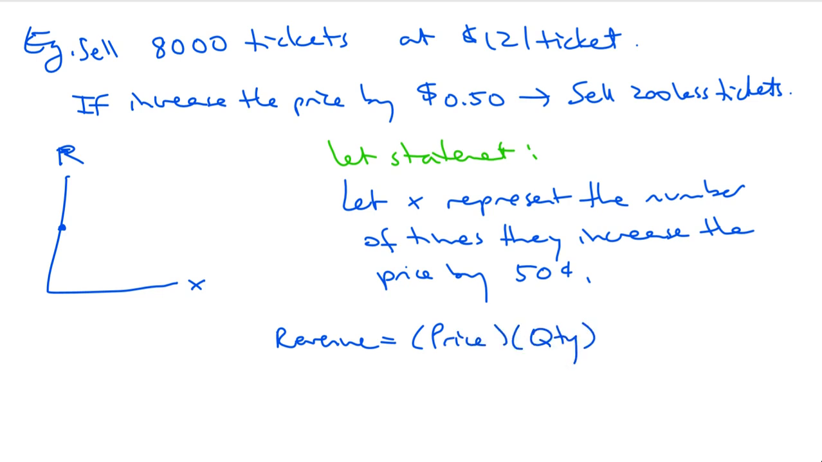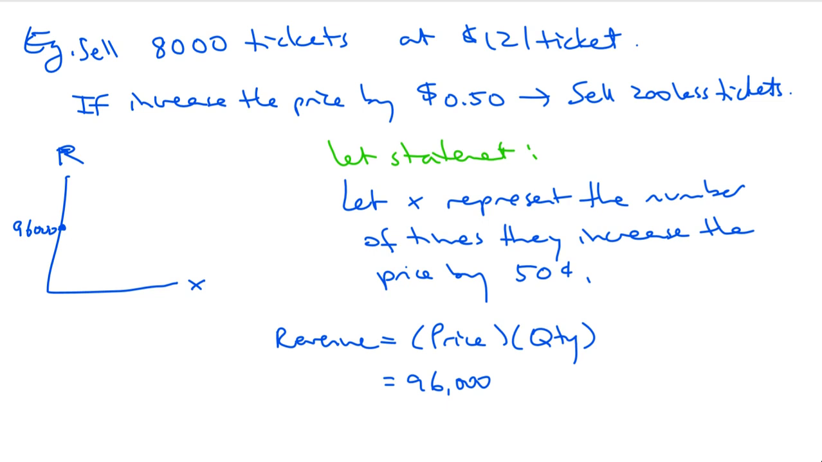Revenue is how much money you're bringing in. So if you're selling 8,000 tickets at $12 a ticket, you're bringing in 8,000 times $12. So that's $96,000. That's their current revenue. So that is my y-intercept because that's before I even change the price.